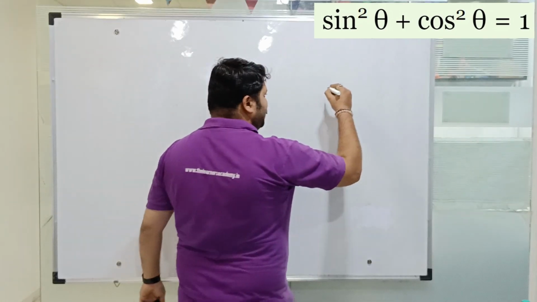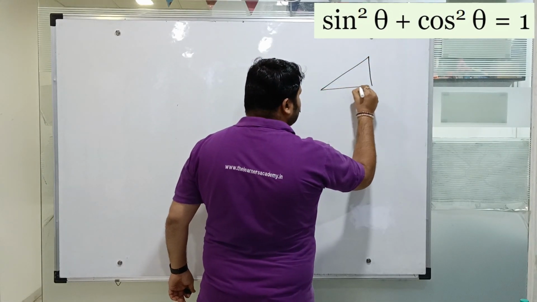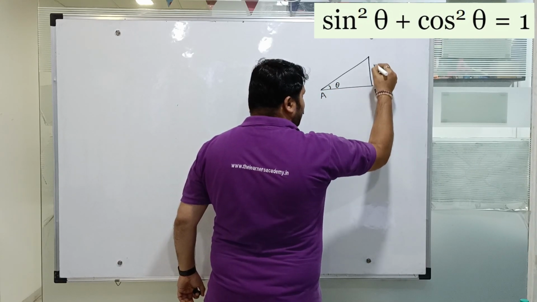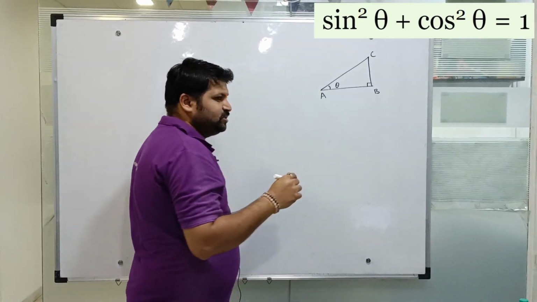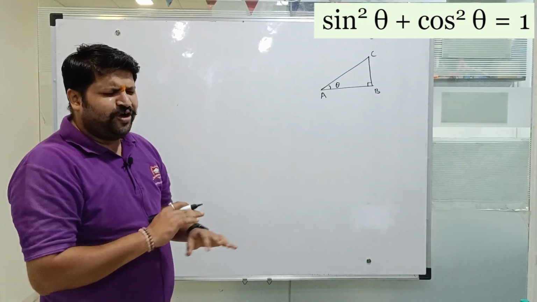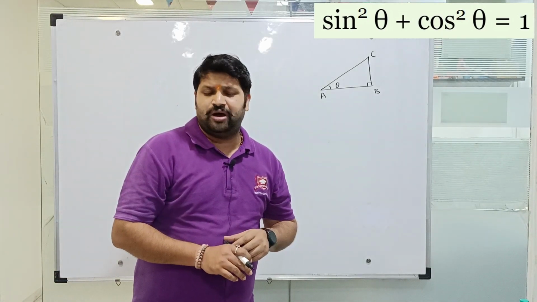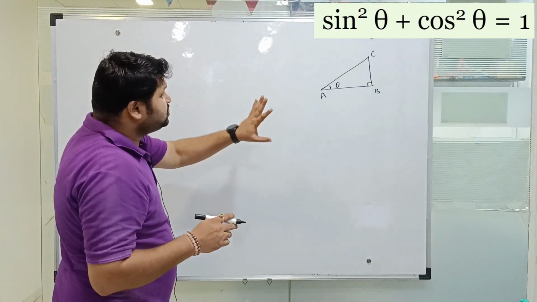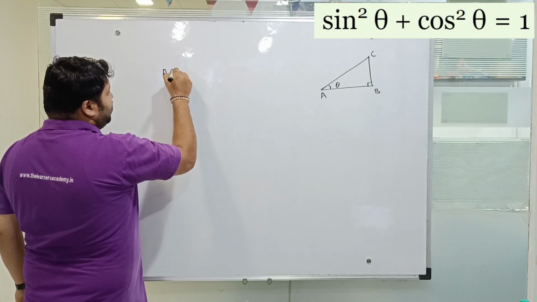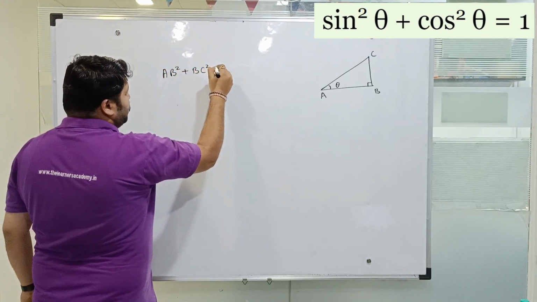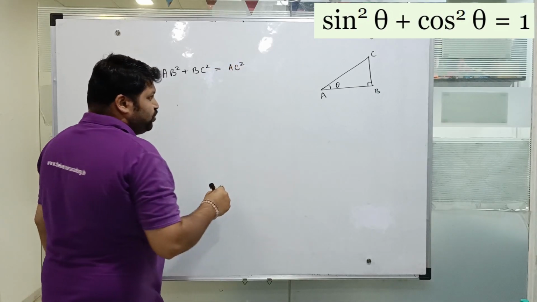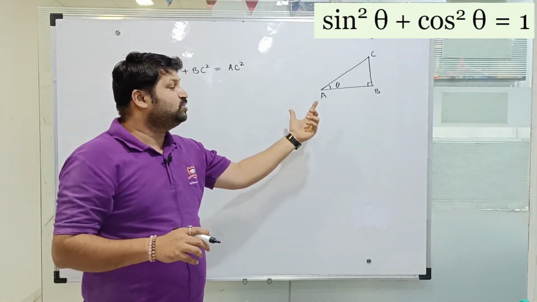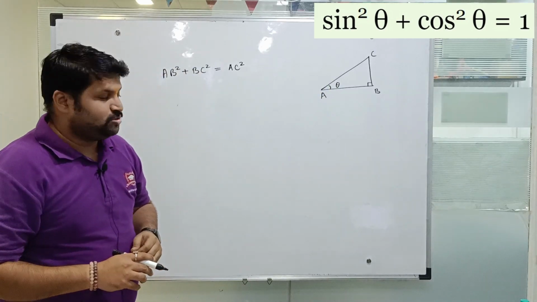So we have a triangle ABC where angle A is theta and angle B is 90 degrees. Now let's start with the very basic fundamental principle regarding a right angle triangle, that is the Pythagoras theorem. The Pythagoras theorem for this right angle triangle can be written as AB square plus BC square is equal to AC square. The sum of the squares of the two sides which are forming the right angle is equal to the square of the hypotenuse.